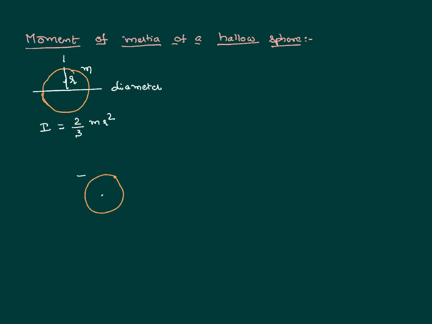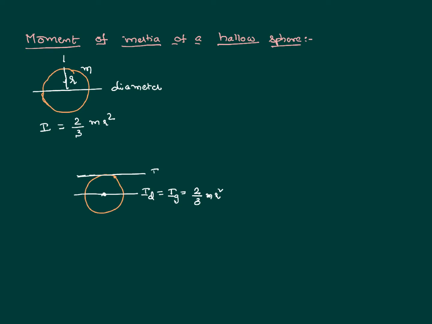Suppose the hollow sphere is the same, but it starts rolling not about the center but about a tangential axis which is parallel to that of the diameter. So this axis about the diameter also passes through the center of gravity of the body, or the center of mass of the body. It can be treated like 2 by 3 mr square.